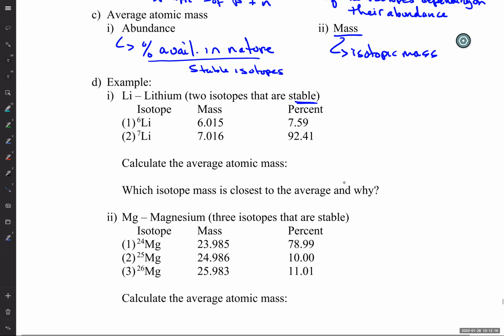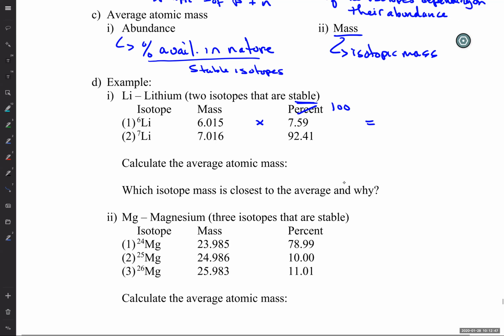And kind of the simple answer is assume the percent is the number that you have. So I have 7.59. You can't have 7.59 atoms, but let's just say you had 7.59 atoms. And each one of them weighed 6.015 grams. How would you figure out what the total weight is? Just multiply them together. So this is how many you have. So assume you have 100, right? And you multiply these two together. This will be the total weight.